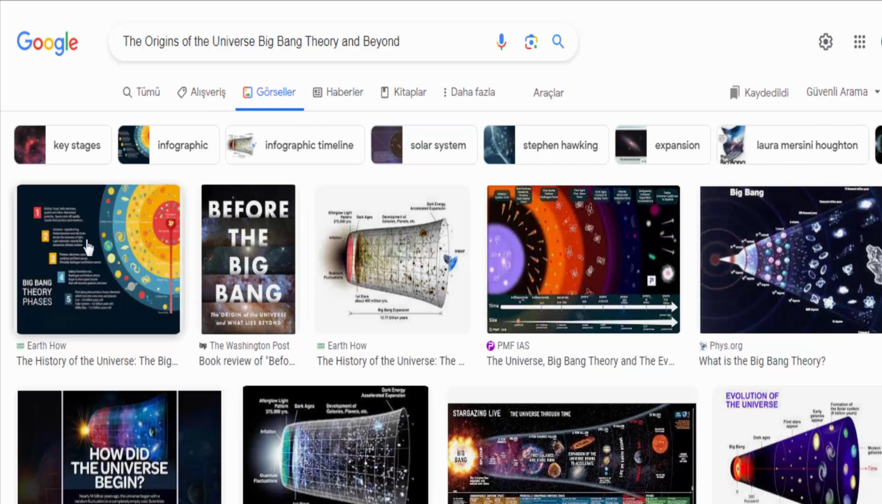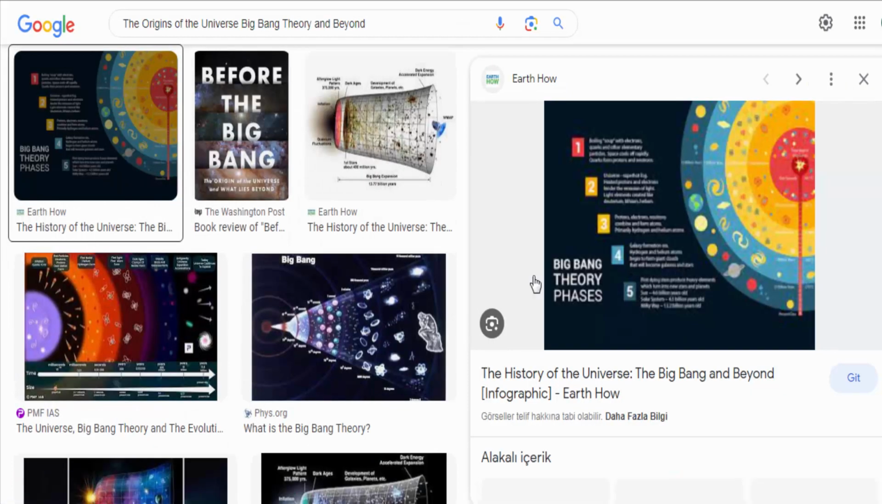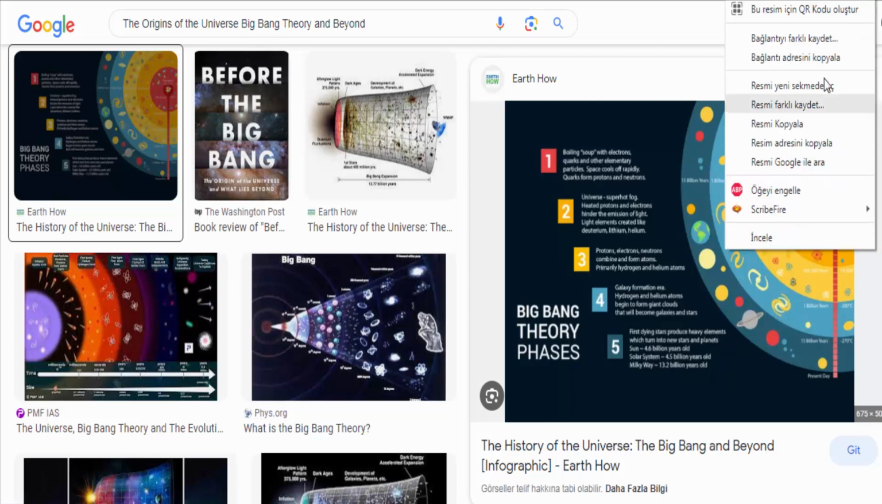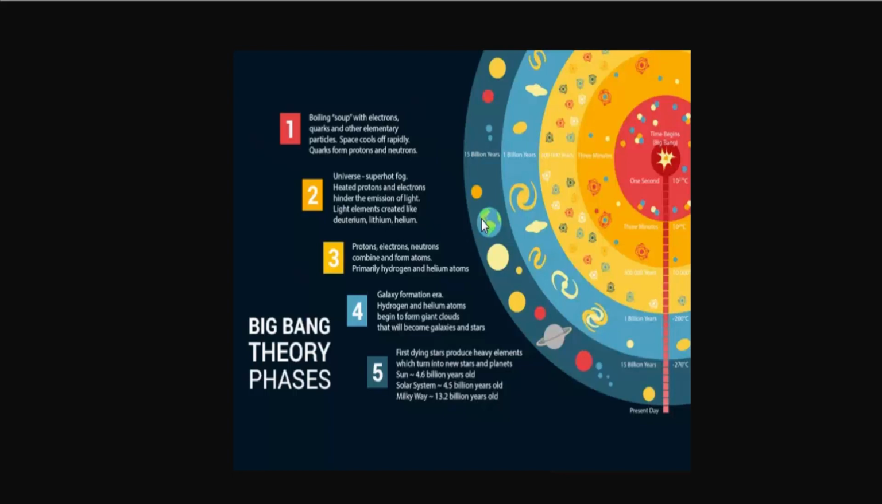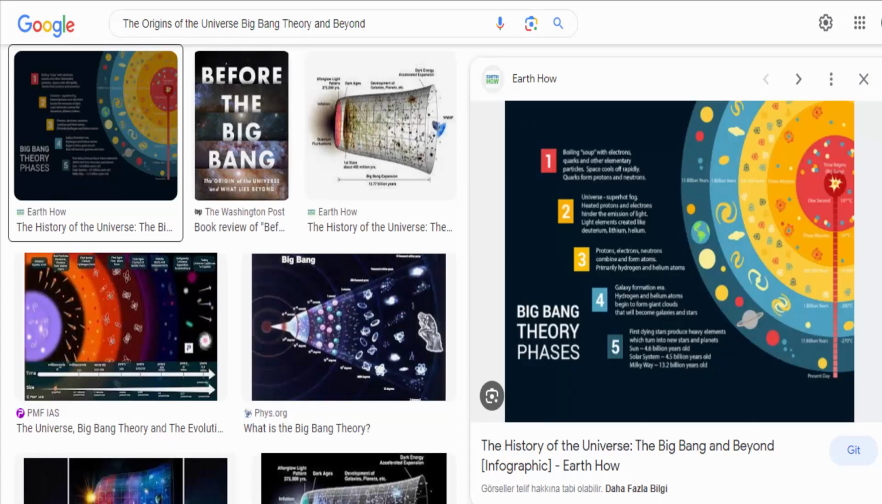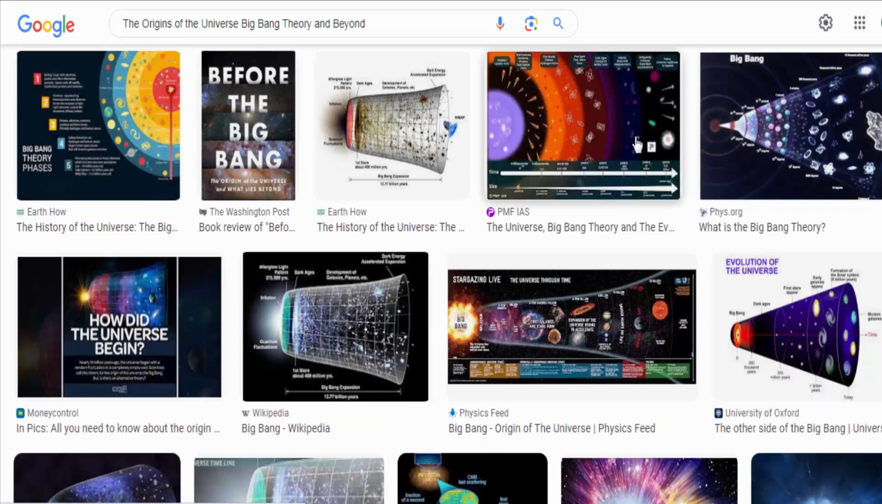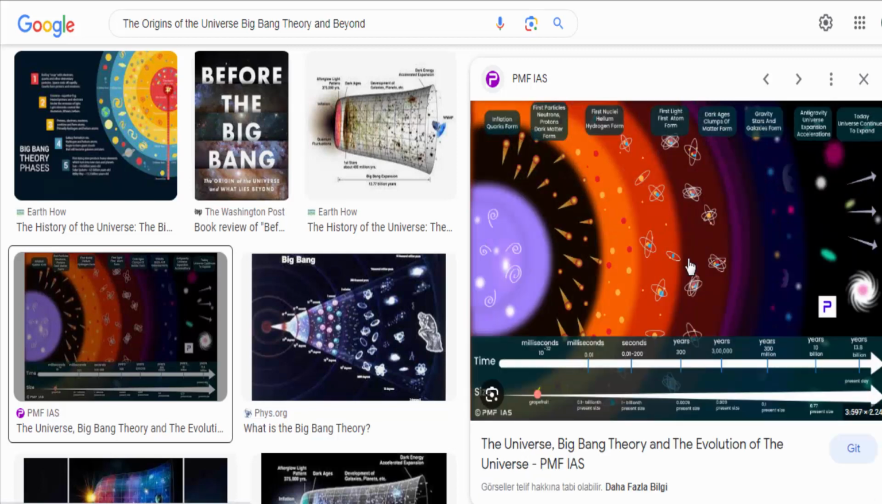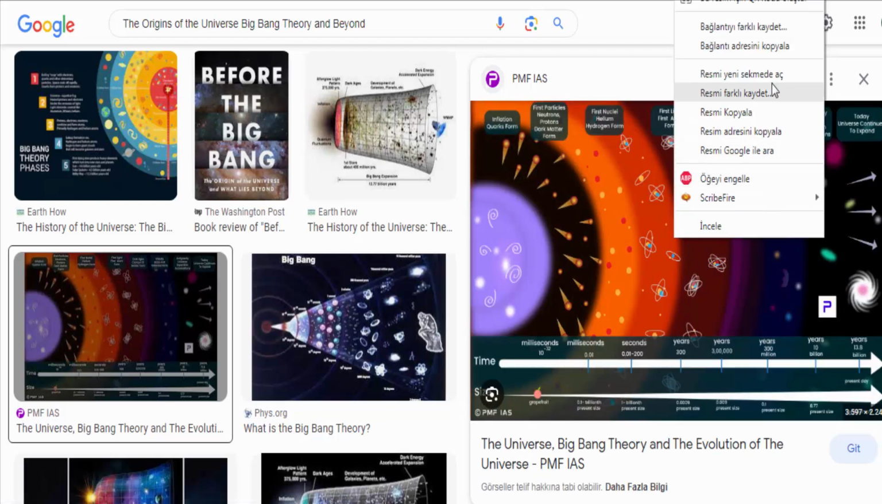The origins of the universe have been a subject of human curiosity for centuries. The prevailing scientific theory that explains the origins of the universe is known as the Big Bang theory. According to this theory, the universe began as a singularity, a point of infinite density and temperature, approximately 13.8 billion years ago. The Big Bang theory proposes that the universe started expanding rapidly from this initial singularity.